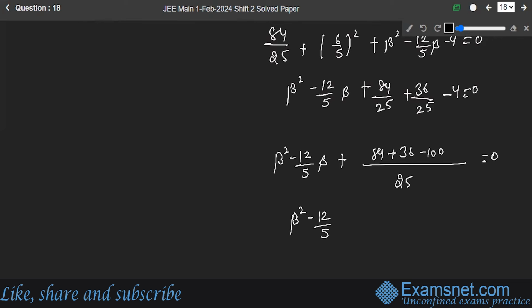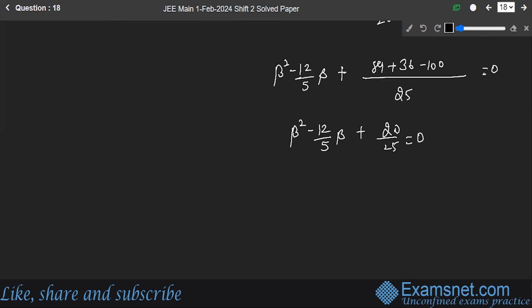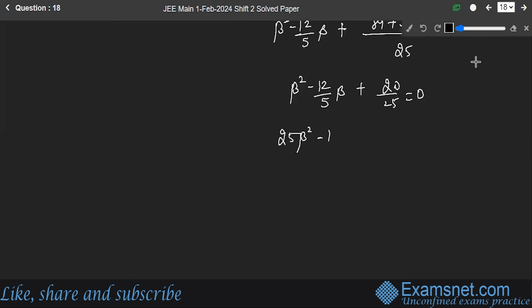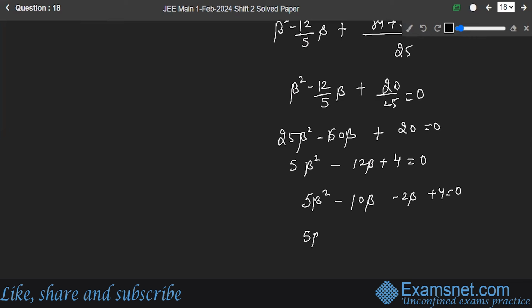Beta square minus this beta plus this will give me, let's see, 84 plus 36, that's gonna give me 120. So this will be this. Multiplying both sides by 25, you have 25 beta square minus 60 beta plus 20 is equal to 0. Again, dividing both sides by 5, you'll have 5 beta square minus 12 beta plus 4 is equal to 0. So you will have the two values of beta. I want two such numbers: 12, okay, this will be 10 beta, 2 beta. 5 beta square minus 10 beta minus 2 beta plus 4, 5 beta (beta minus 2) minus 2 (beta minus 2) is equal to 0.